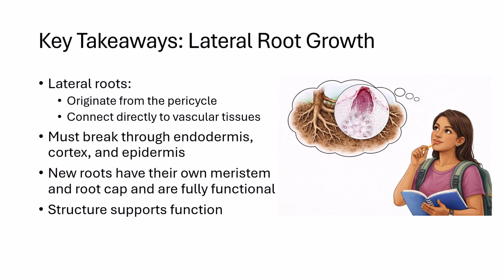To wrap up this activity, lateral roots originate from the pericycle, which allows them to connect directly into the plant's vascular system. As they grow, they push through the endodermis, cortex, and epidermis, eventually emerging as independent but fully integrated roots. Each new lateral root has its own root cap and apical meristem, which allows it to grow and function just like the main root. Once again, this is a great example of how structure supports function in plant anatomy.